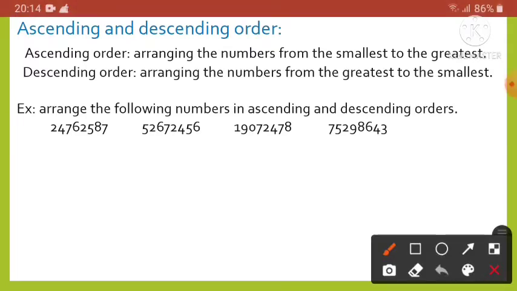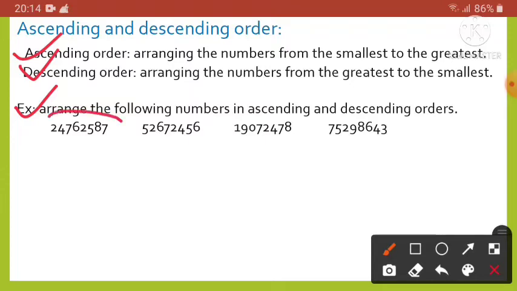Now the next part is ascending and descending order. What is ascending order? If we arrange the numbers from the smallest to the greatest, then it is known as the ascending order. And if we arrange the numbers from the greatest to smallest, then the order is known as the descending order. So here we are taking one example. The example is: arrange the following numbers in ascending and descending orders.